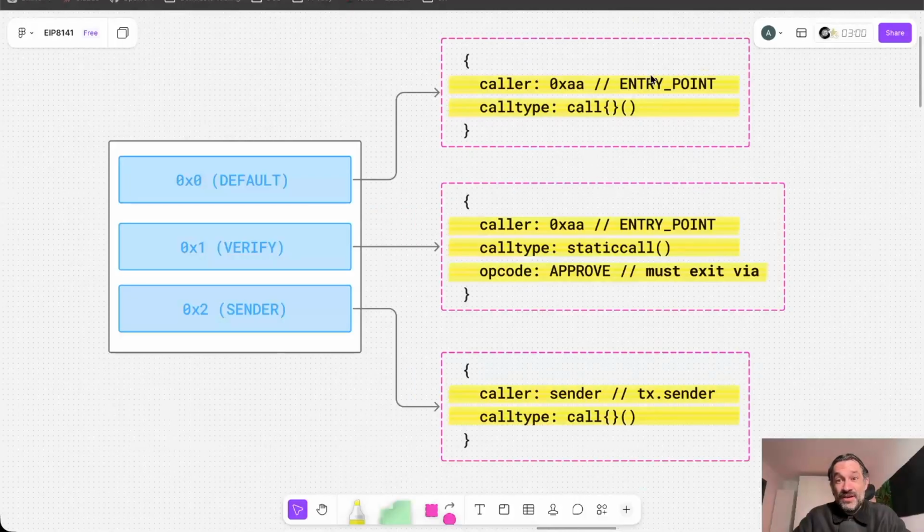When a verify or default frame mode executes, the target contract can check message sender. It's basically the address 0xAA to confirm it's being called by the protocol as part of a real frame transaction, not by some random contract.